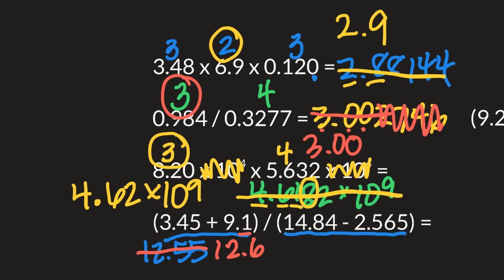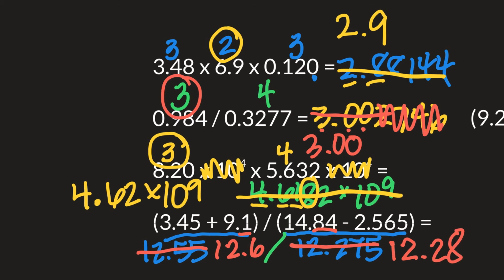On the other one, 14.84 minus 2.565, I get 12.275. Is that the right number of decimal places? The answer is no. Because this number only goes out to 2 decimal places, we're going to chop this down to 2 decimal places and make it 12.28. But we're not done. You're going to divide those two numbers.